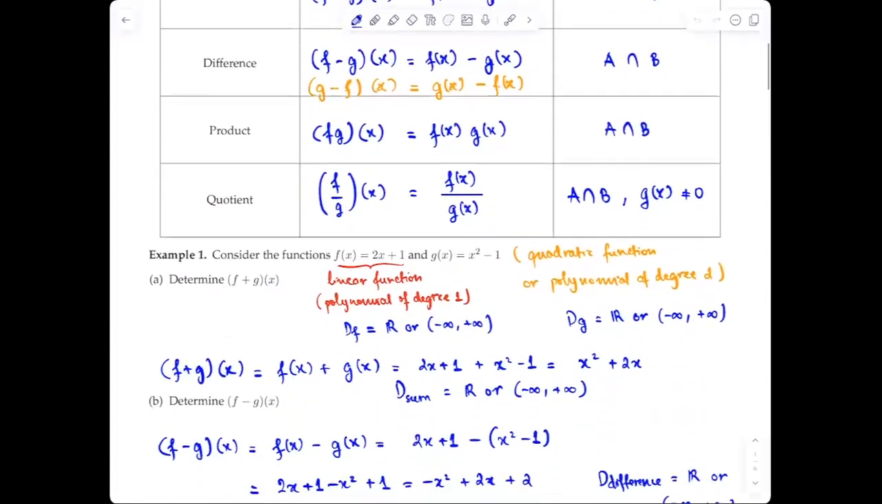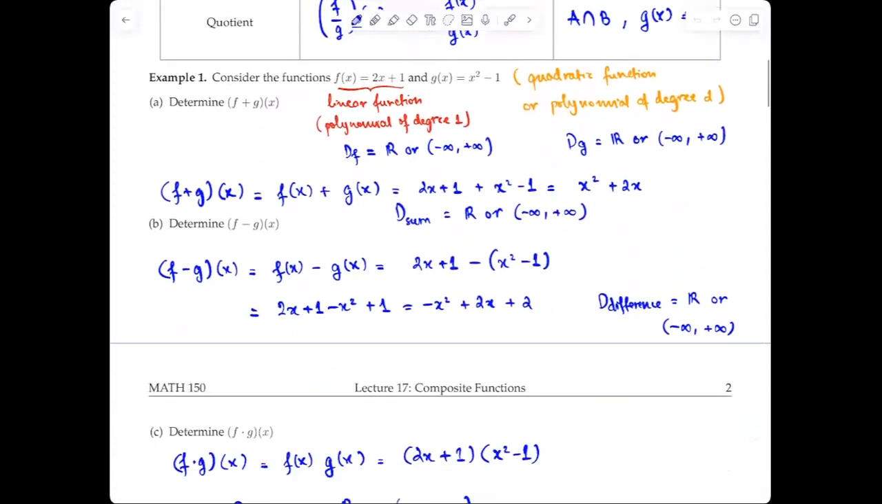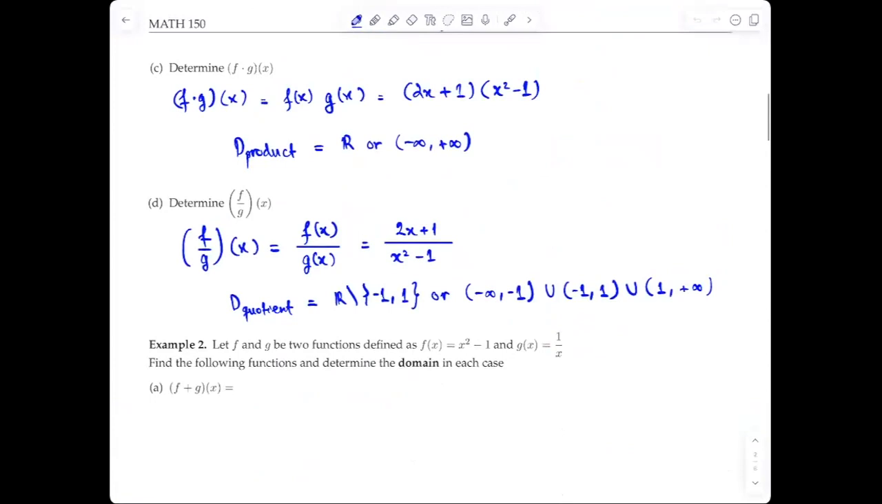We did one example with two polynomial functions. One is a linear function and the other one is a quadratic function. We do addition, subtraction, and division, and we also find the domain of the combined functions. And for the domain of the quotient function, we exclude the value in the denominator. In this case, that is -1, 1.